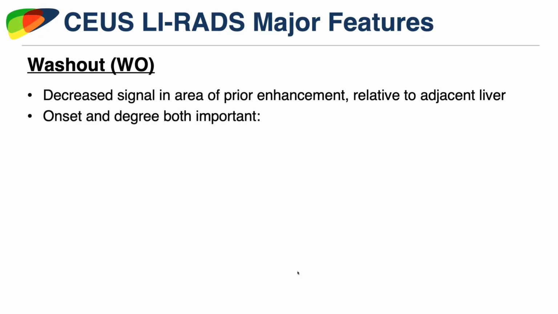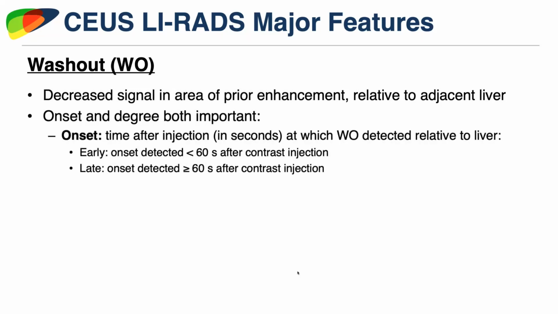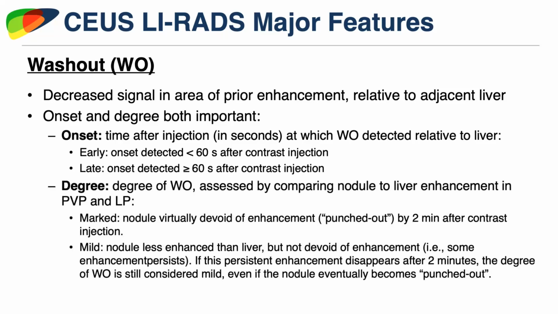Washout, again, I want to come back to this because it's very important. Onset and degree are both important. Onset being either less than or greater than 60 seconds, being early or late, respectively. And degree, we talk about mild or marked.